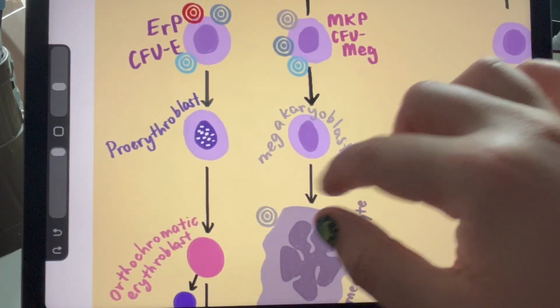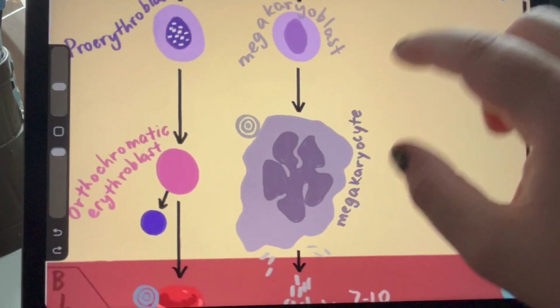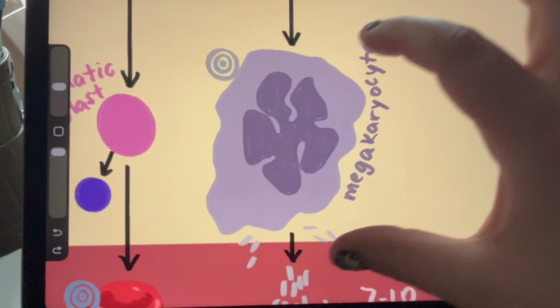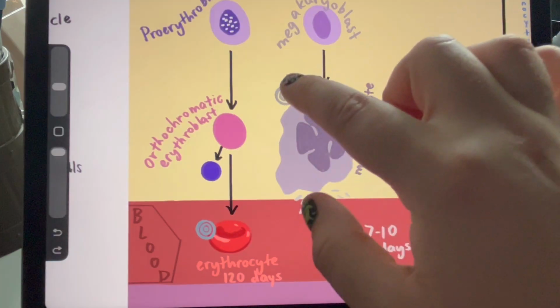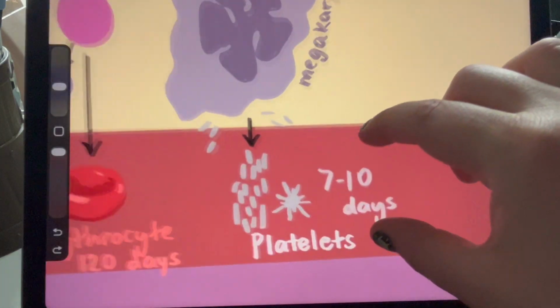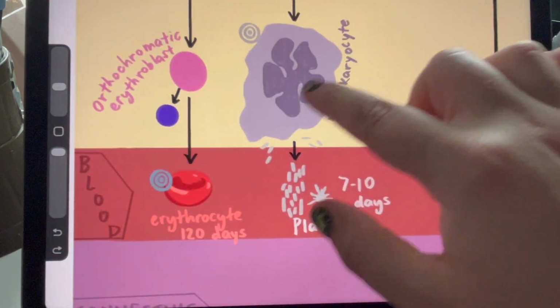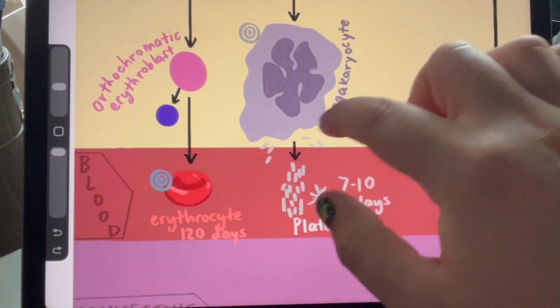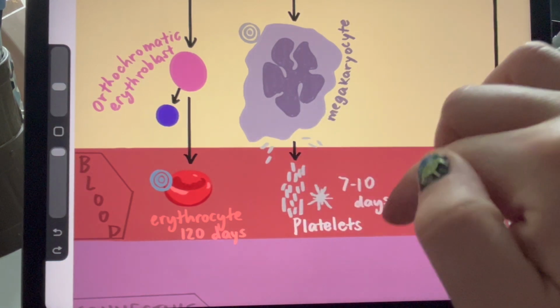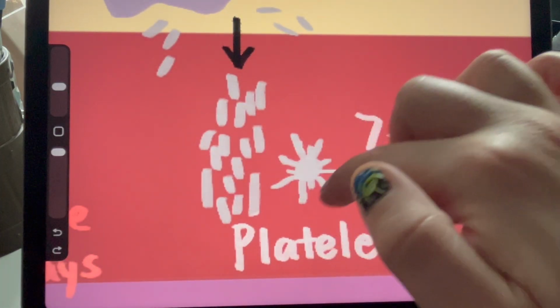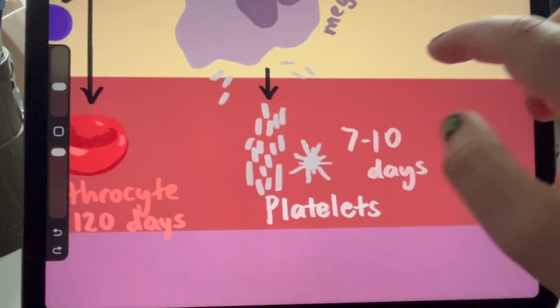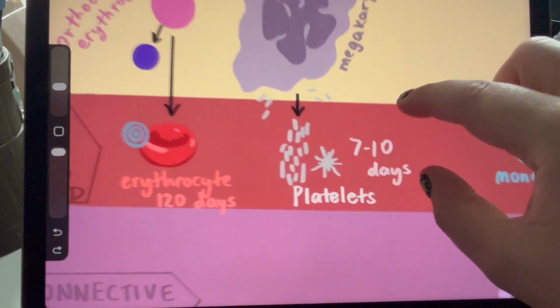We move into the megakaryoblast. Blast is kind of just a precursor, and then we get the giant megakaryocyte. That is also stimulated to differentiate into platelets. Basically, part of this cell is going to bleb off to form platelets. They're often just like that, but they look like that further up close. And the lifespan of platelets is 7 to 10 days.